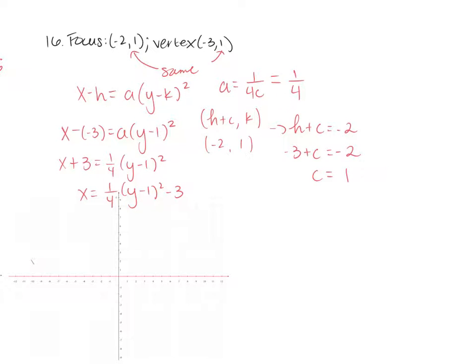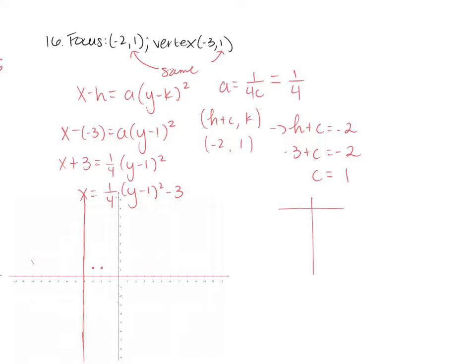So I'm gonna plot my vertex first, that's (-3, 1). My focus is (-2, 1). And since c is equal to 1, that means my directrix is the line x equals -4. Like so. Okay, and then I just need to figure out a couple values. Like I want to know where does it cross the x-axis and where does it cross the y-axis.